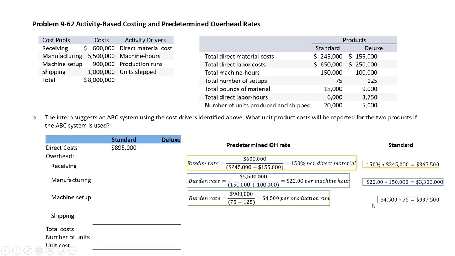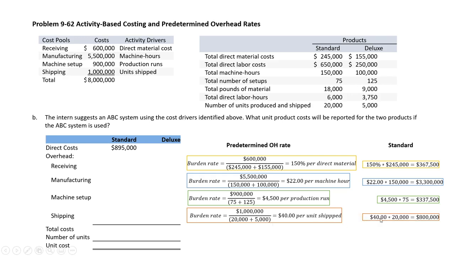$4,500 per production run times 75 production runs for standard is $337,500 in machine setup related overhead applied to standard. Last category, I promise: shipping of $1 million divided by the combination of units shipped, 20,000 for standard and 5,000 for deluxe, that's 25,000 total. Again, 25,000 divided into $1 million is $40 per unit shipped. $40 per unit shipped times 20,000 standard shipped is $800,000 we're applying in shipping related overhead to standard.